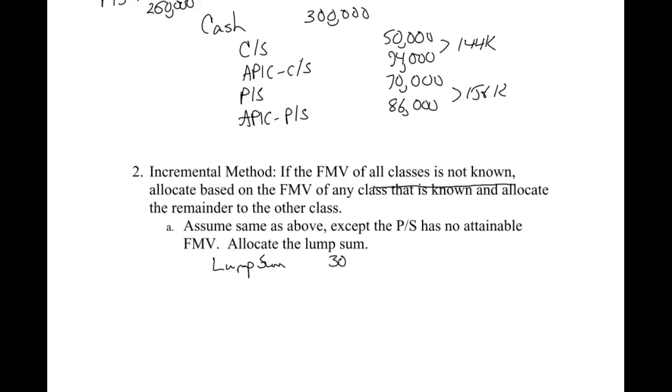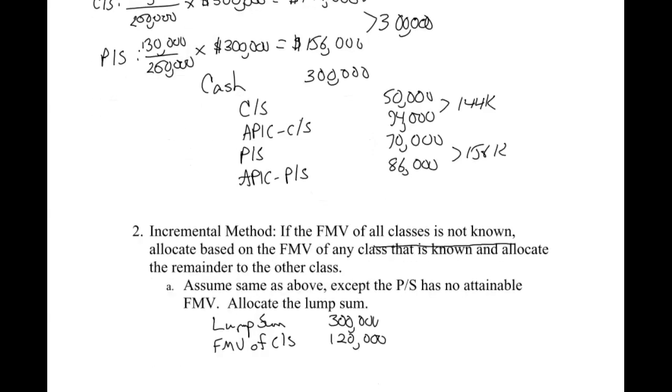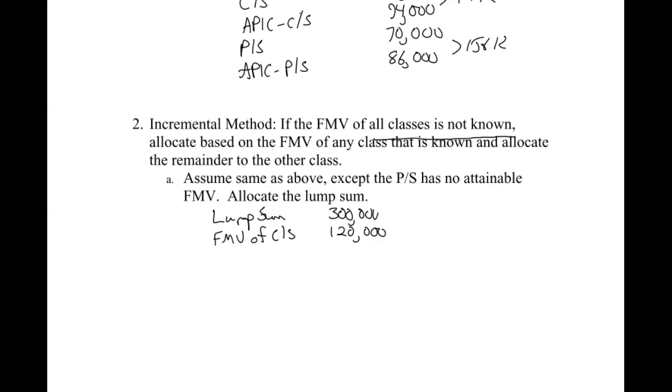So we still have our lump sum of $300,000. The fair market value of the common stock is still $120,000. Let me scroll up real quick. I got it from up here, this $120,000. That's where that comes from. That has not changed. So that means we are going to allocate to preferred stock the difference. So instead of 144 and 156 that we did in the first one, we're going to do 120 and 180. Let me scroll up just a little bit here.